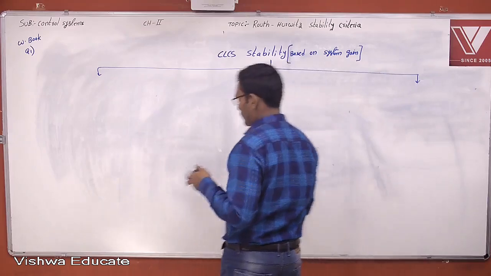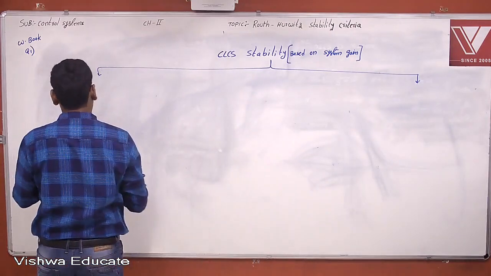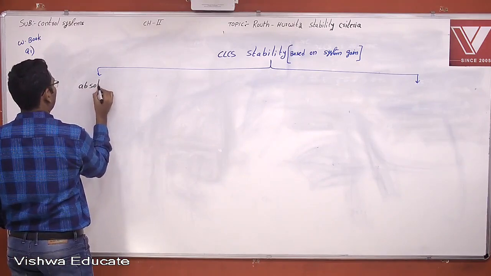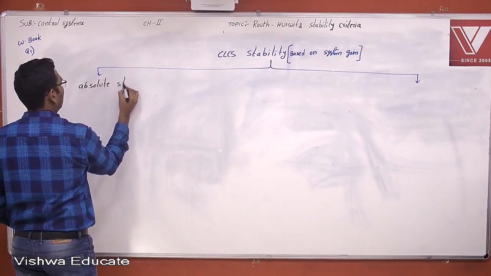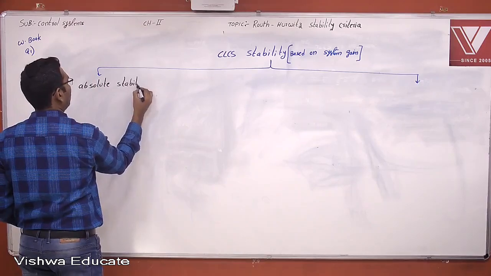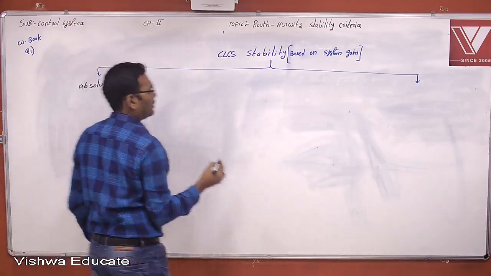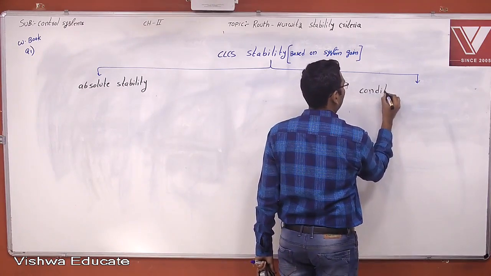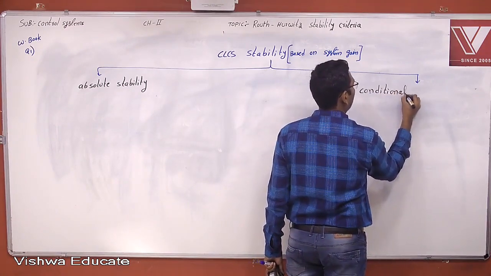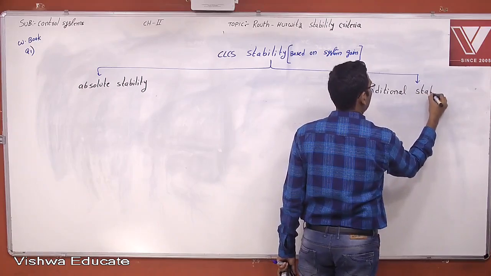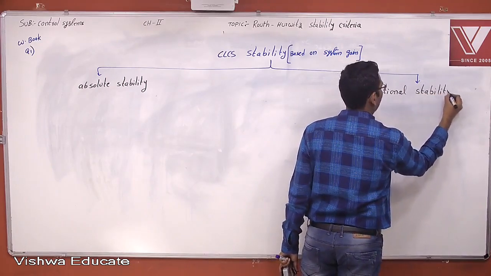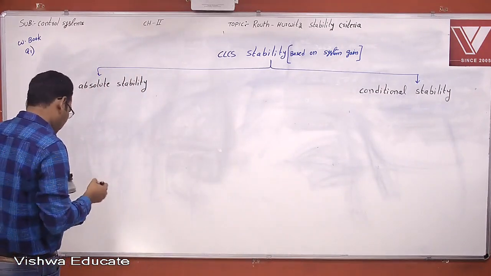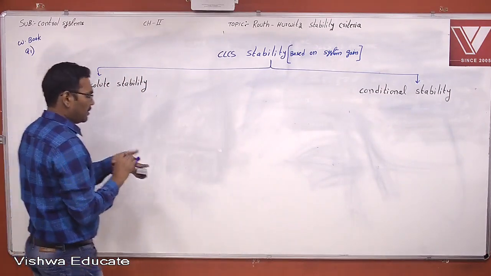One is absolute stability, and another one is conditional stability. One is absolute stability, another one is conditional stability. Now the name itself, here it is a condition.